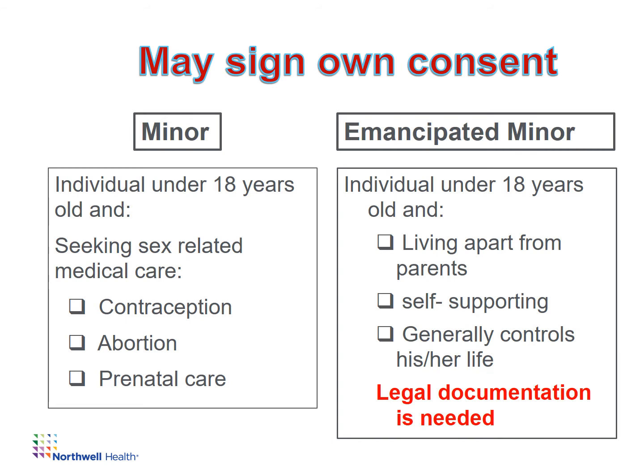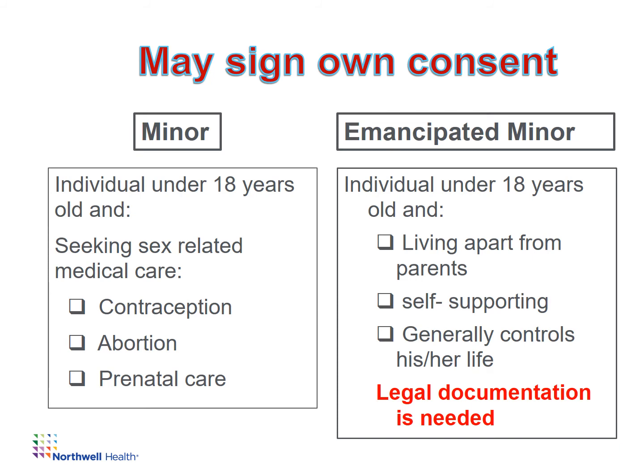Let's look at which individuals under 18 years old do not require parental consent. A minor, who is an individual under 18 years old who is seeking sex-related medical care such as contraception, abortion, or prenatal care, does not require parental consent. It is felt, and it has been shown, that if parental consent is required, many of these individuals would not seek care, which would be far more damaging.